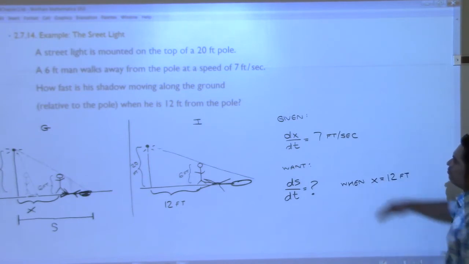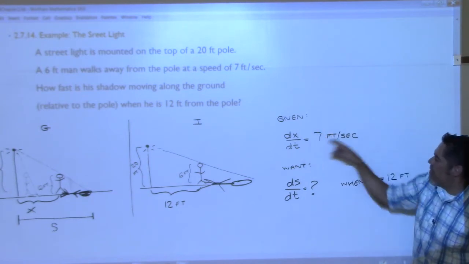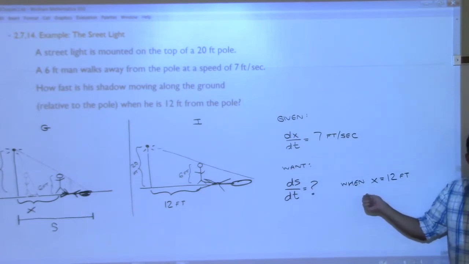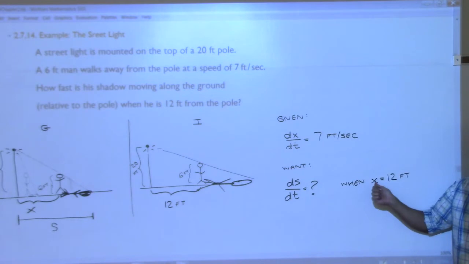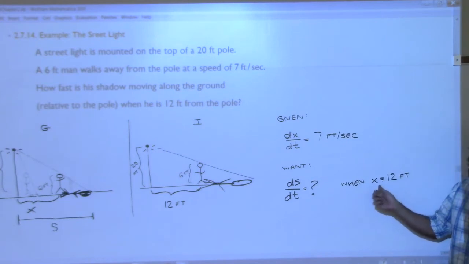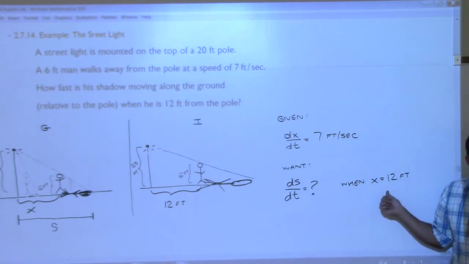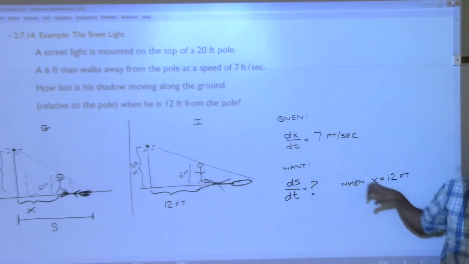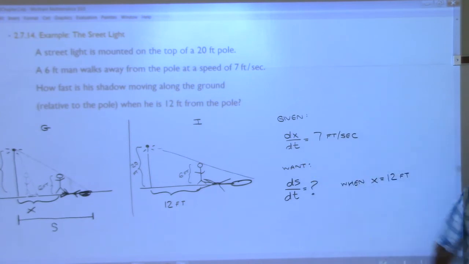When we set up our givens, what we want is always a derivative. And this statement, which we've had in every single problem we've done, is always "when," and you must state the variable. When h is 5, or when theta is this. You can't just put "when 12," because you've got to be able to go back to the picture and replace that variable with it. Okay, we got it all? I think that's it.